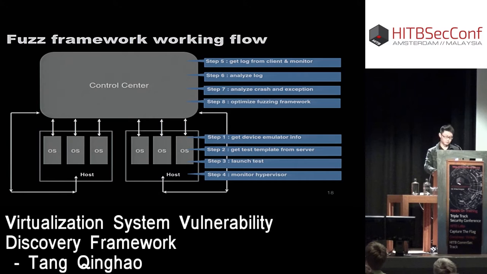These modules will work in the following sequence. At the beginning, set up the network and hardware environment, and launch the server, client, and monitor. After that, the client will load the system hook module and get all of the device emulators' basic information. Then the client will ask the server for testing data of the emulators. The server will send out the required data. The client receives and loads the testing data, then launches the test. At the same time, the monitor will continually check the hardware and record logs.